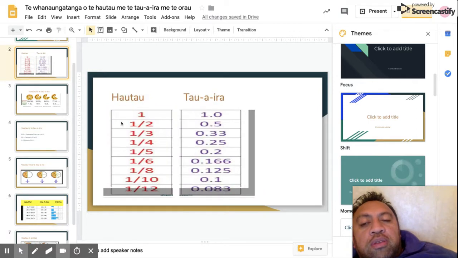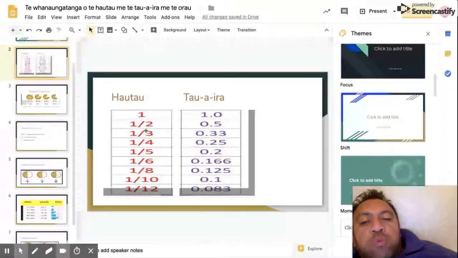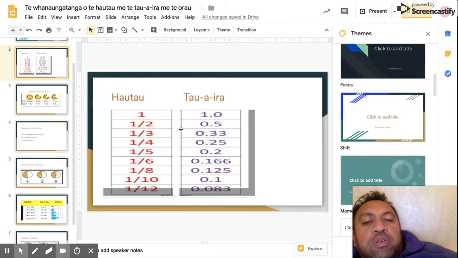So if we go back to this chart here, we have 1/2, and it says here, when we switch it to a tauira, it's 0.5. And that's simply done by going 1 divided by 2. 1, wehe 2, ka puta atu ko te tauira, or 0.5.